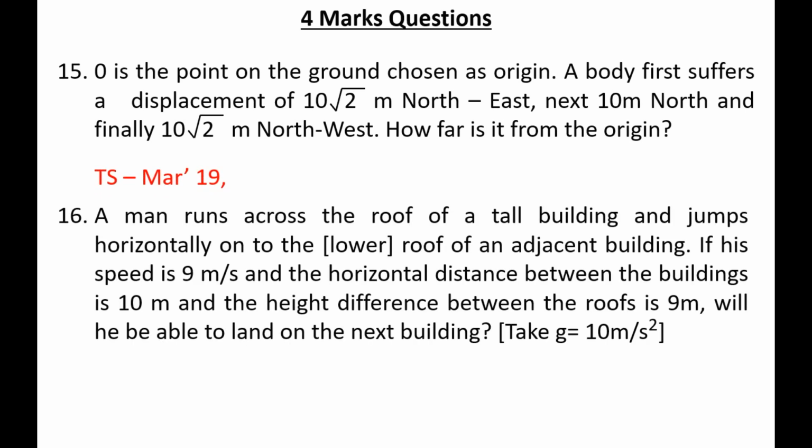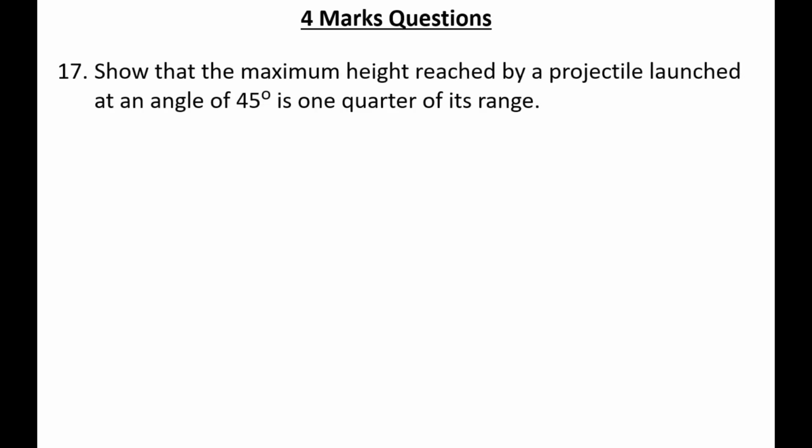Question number 16. A man runs across the roof of a tall building and jumps horizontally onto the roof of an adjacent building which is lower. If his speed is 9 meters per second and the horizontal distance between the buildings is 10 meters and the height difference between the roofs is 9 meters, will he be able to land on the next building? Take the gravity as 10 meters per second square. This was asked once in Telangana.